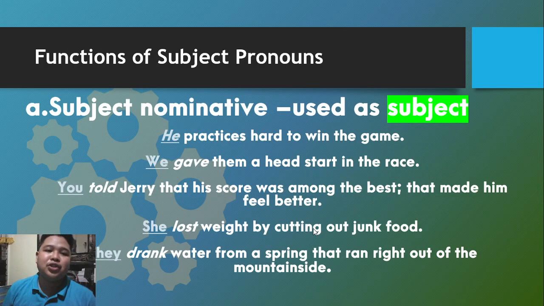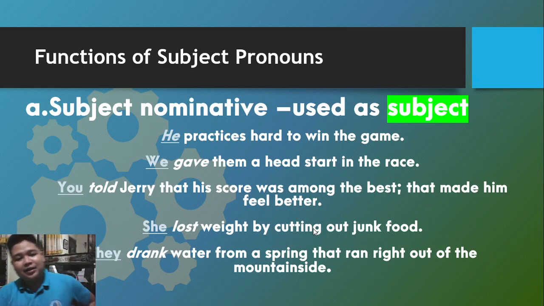Now, there are two functions of subject pronouns. First, they function as a subject nominative, which is used as the subject. As you can see in our example, the underlined words are pronouns. They are used as the subject. Let's talk about one example. He practices hard to win the game. He there is the one being talked about in the sentence, and that's why it's considered a subject nominative.